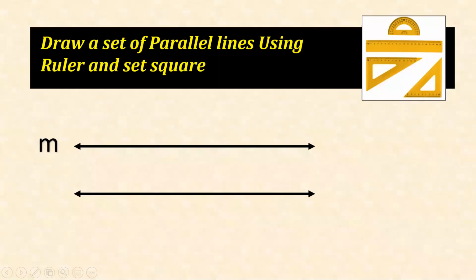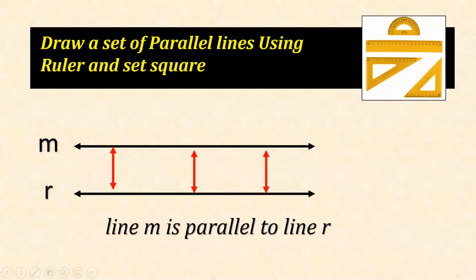Opo, ma'am. I have line M and line R. Look at how far they are from each other. So they have the same distance apart. So you call it line M is parallel to line R. Everybody say that. Go. Line M is parallel to line R.